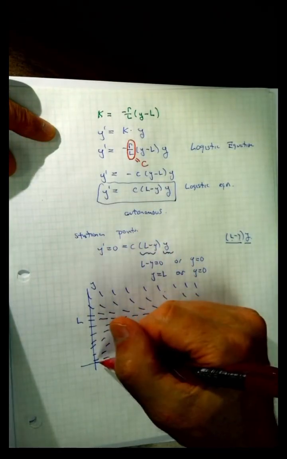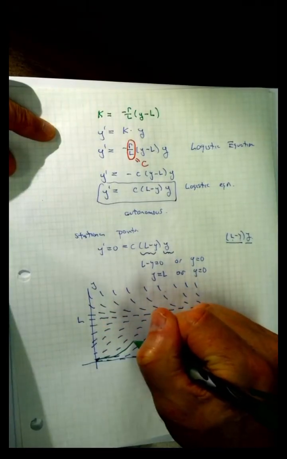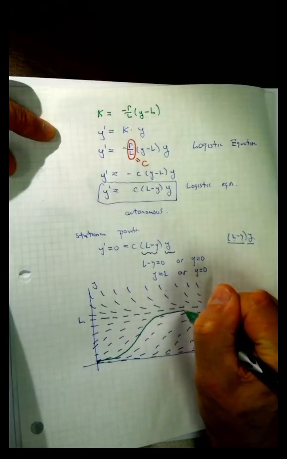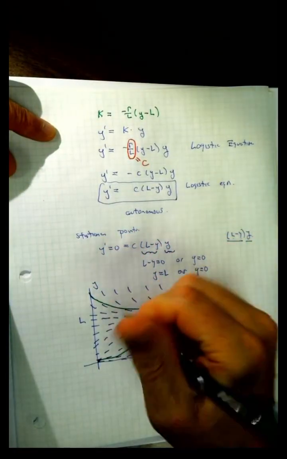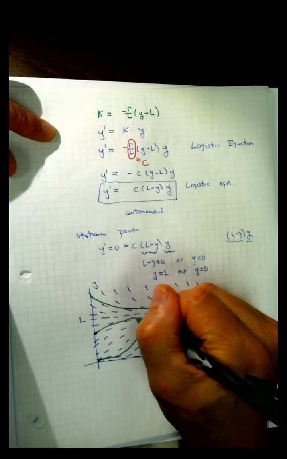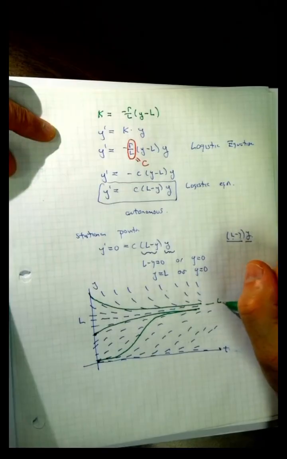So what does this mean? That means if I start down here, it's going to slowly increase, then level out. And if I start here, it's going to decrease and level out. And if I start close to L, it's going to look something like this. So L is a stationary point, and it's stable.